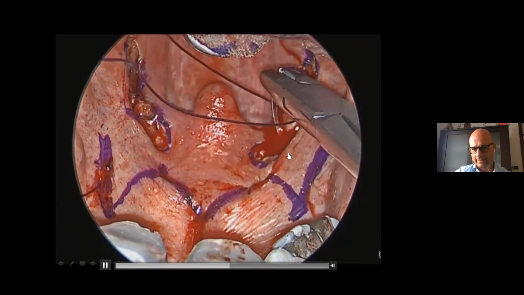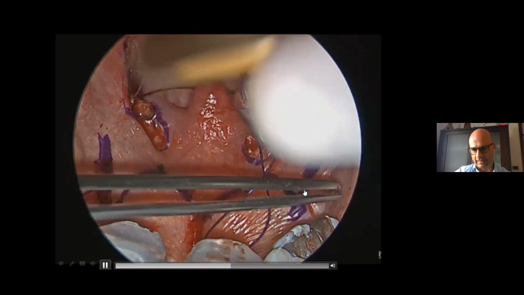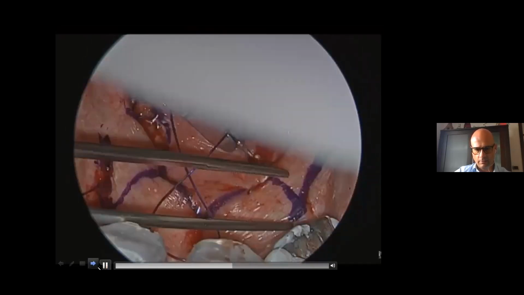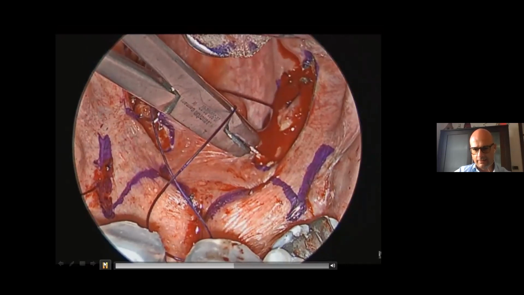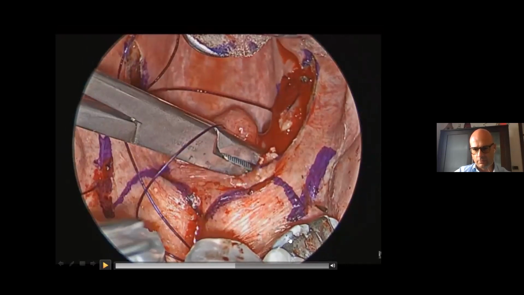Two loops, and then we come back laterally to the raphe. You see, we exit, I show you, we exit here. We don't exit here at the first step, because if you exit here, you have just a horizontal vector. If you exit here, you have a lateral and vertical vector. It's much better for the palate.